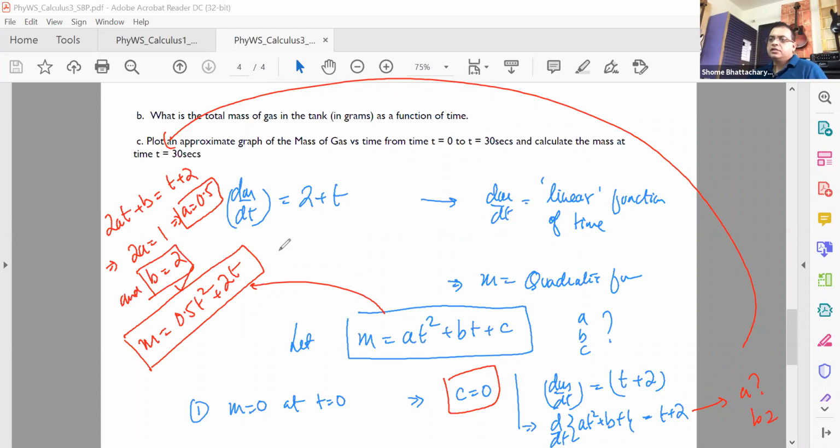Or you can even write it as... or whatever. I mean, it's the same thing. All right, so I hope this is completely clear. Okay.